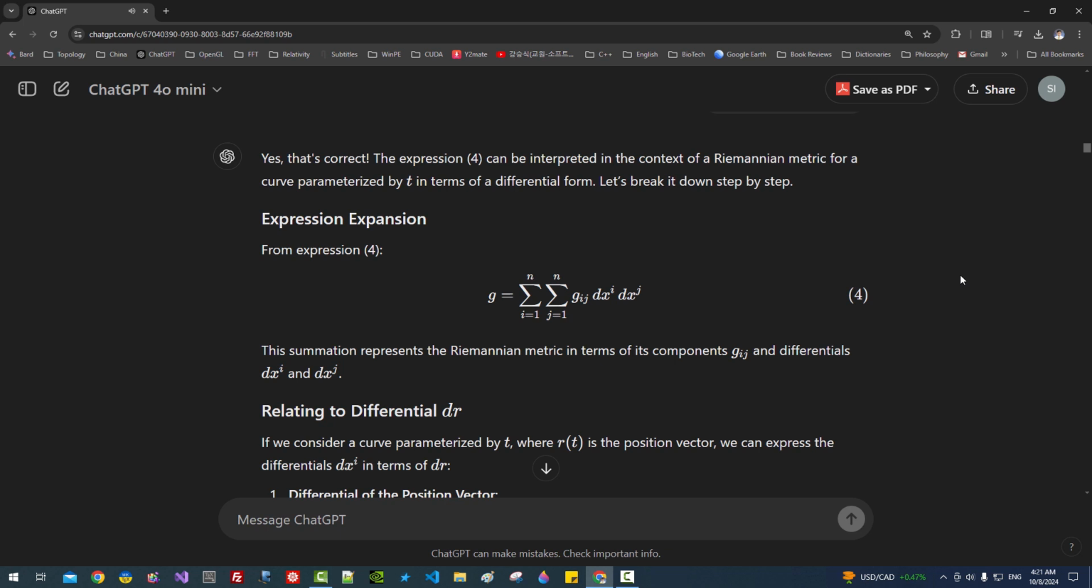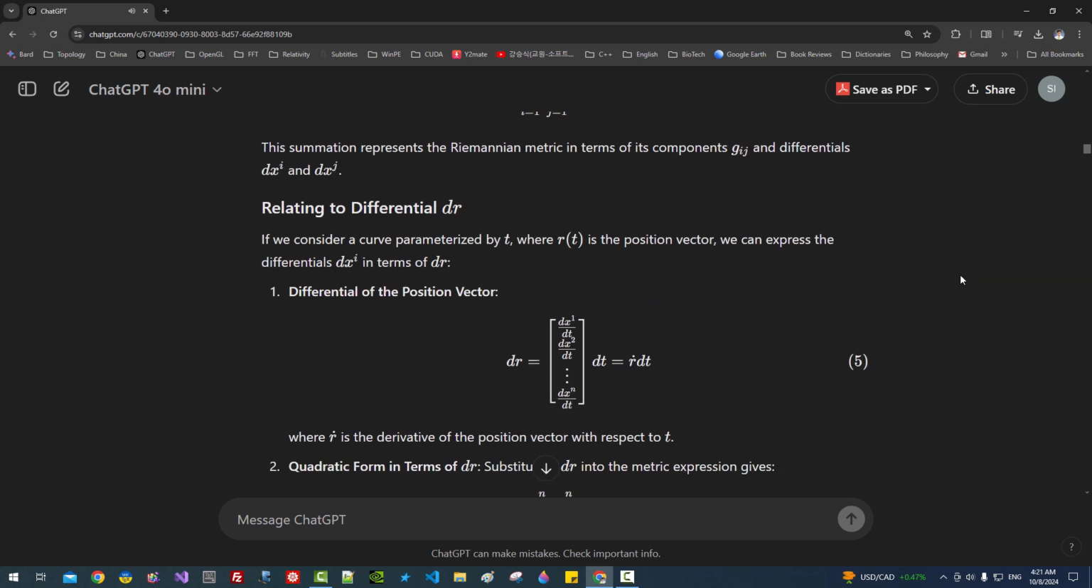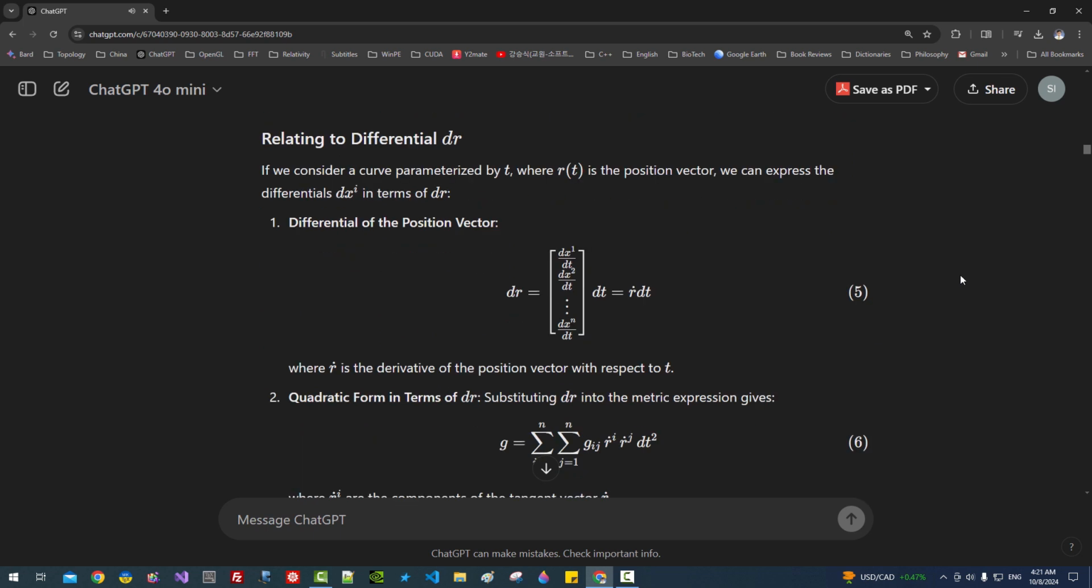Expression expansion. From expression 4, g equals the sum over i equals 1 to n, sum over j equals 1 to n, of g_ij dx^i dx^j, tag 4. This summation represents the Riemannian metric in terms of its components g_ij and differentials dx^i and dx^j. 1. Relating to differential dr.